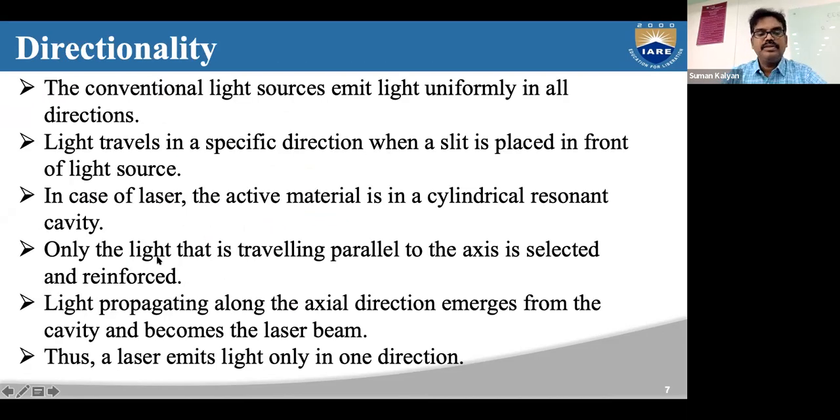Because the light that is traveling parallel to the axis is selected and reinforced, the light gets a particular direction. So the light propagating along the axial direction emerges from the cavity and becomes the laser beam. Thus, a laser emits light only in one direction. As you can see at the output, all the photons are in the same direction. That's why it is highly directional.